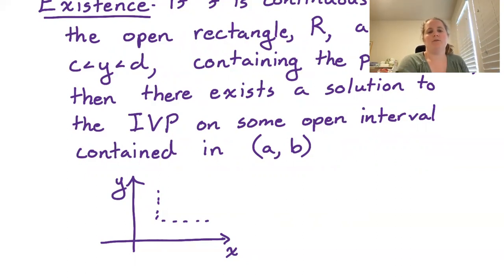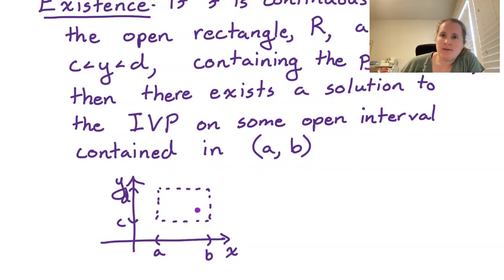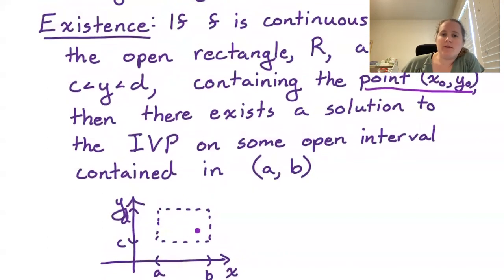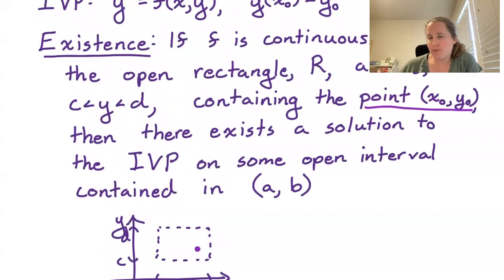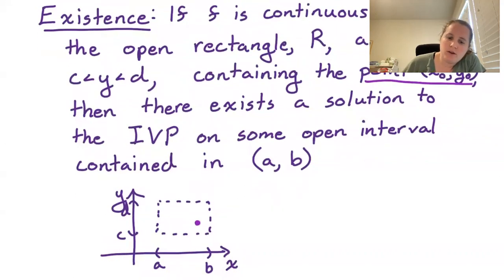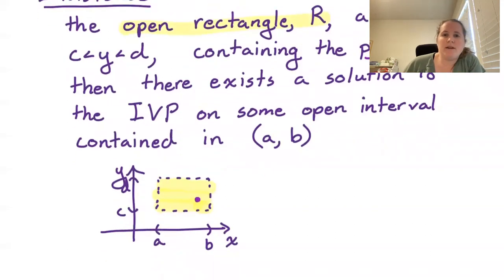Let me update my screen briefly. Sorry about that. So here I've just drawn an open rectangle, meaning we don't include the sides. X runs from A to B, Y runs from C to D, and then I've picked out a point which will be our x naught, y naught contained within that rectangle. So we have R is this entire rectangle. So we have an open rectangle R. We have our interval AB.